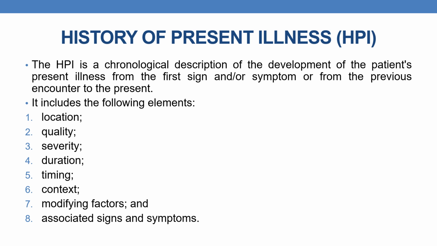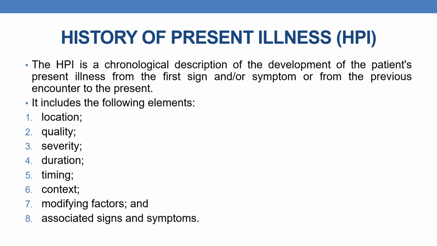Now coming to HPI, history of presenting illness. HPI is a chronological description of the development of the patient's present illness from the first sign and symptom or from the previous encounter to the present. So it is time-based. Chronological means a time-based description of the development of the patient's present condition or illness from the first sign and symptom or from the previous encounter to the present.